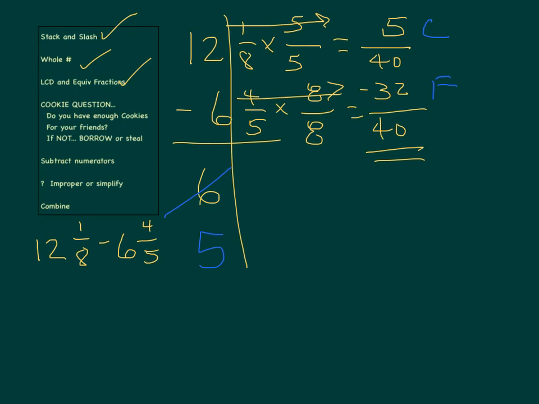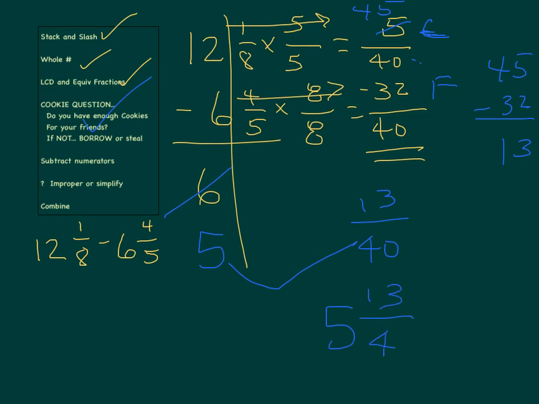Now that I've borrowed, let's see here. I had 5 cookies, and I just got 40 more. 5 cookies I had plus 40 more. So add 40 plus 5, and I now have 45 cookies. So now I'm going to subtract my numerators. 45 minus 32 gives me 13, and my denominator was 40. 13 over 40 cannot be simplified, and it's not improper, so let's combine these guys back together, and I get 5 with 13 over 40.